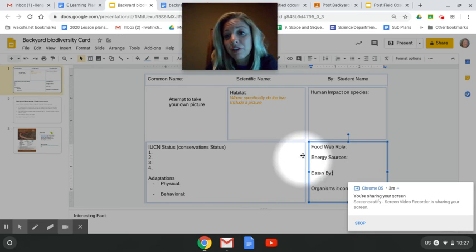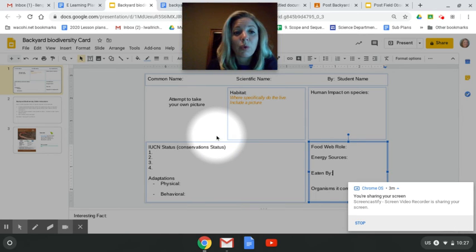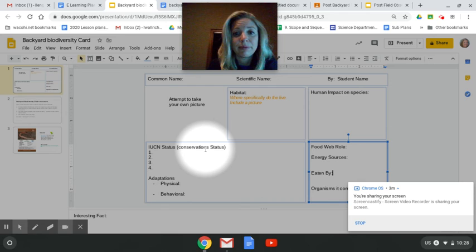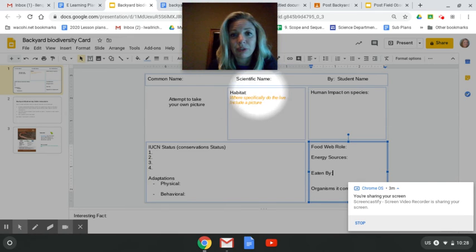And I have created this template. You are welcome to take creative liberty with this and change this in any way you want to make it prettier. I thought I was paused there. Oh, I think I'm good.